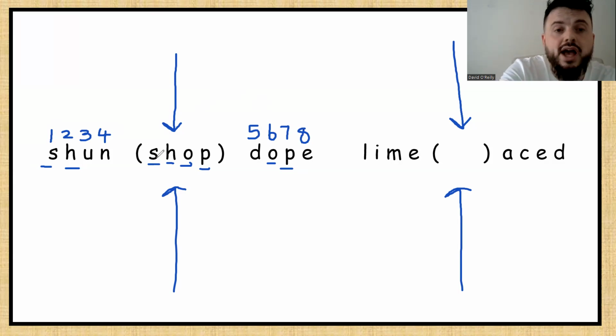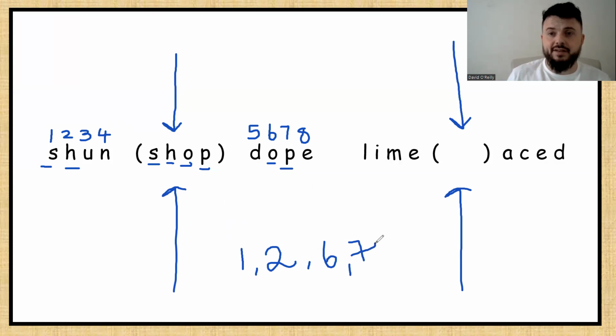For example, S was taken, which is number 1. So I'm going to put number 1 down here. And then H is number 2. And then we've got O, which is number 6. And P, which is number 7. So our rule is 1, 2, 6, and 7. We need to use the same rule and apply it to the next set of words. 1, 2, 6, 7. Okay. So we don't really have to number these, do we? We can just count.